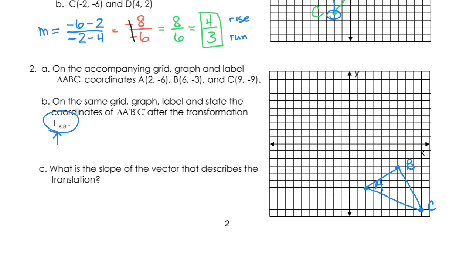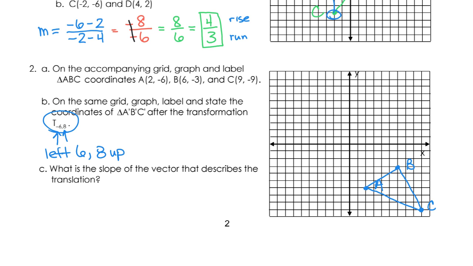And -6 comes first, and so that is always referring to the X coordinate, and it's referring to going either left or right. And because this is a -6, we are going to the left 6. 8 comes second, so 8 refers to the Y coordinate, which goes up or down, and this is going to be 8 up since 8 is positive.